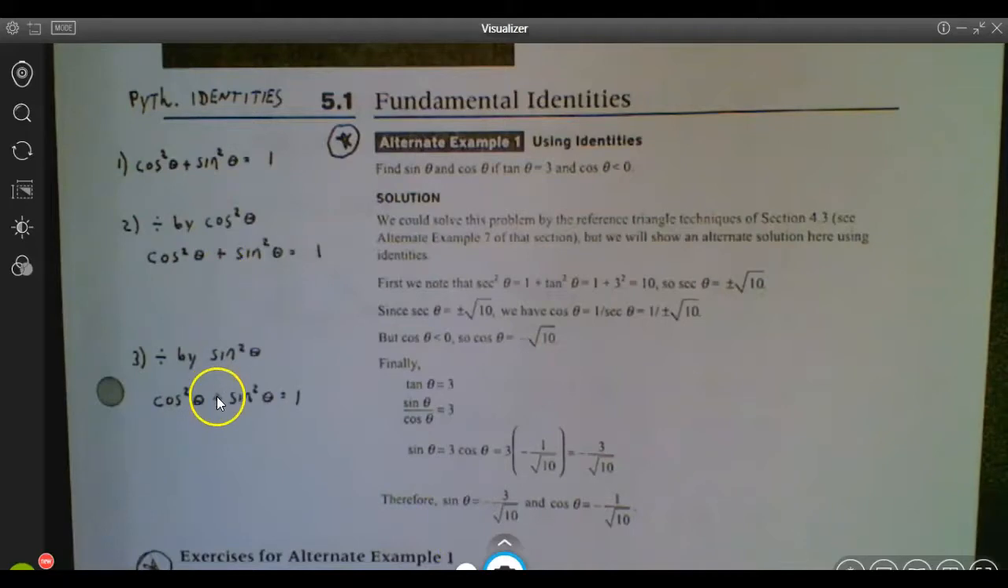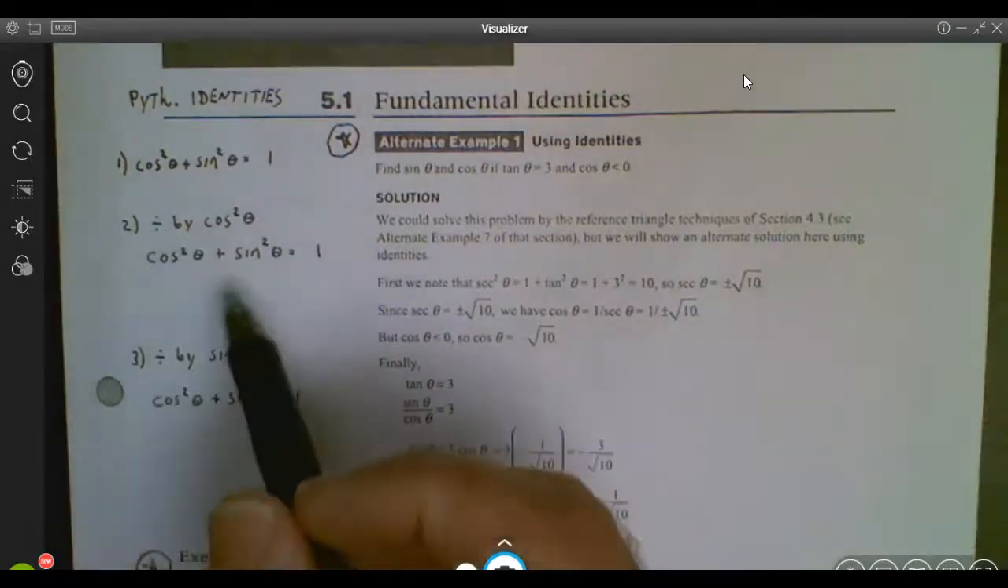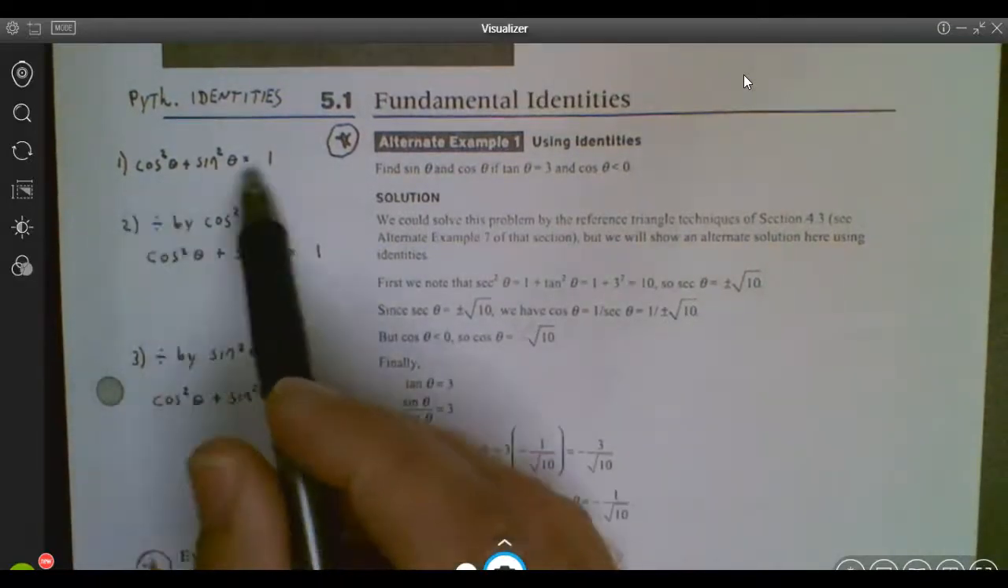Let me show you two more. One of my goals in this is we can end up with quite a few identities. And so one of the things I try to show you is instead of memorizing all of them, oftentimes you can derive a formula from another formula.